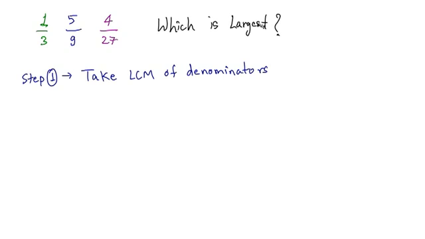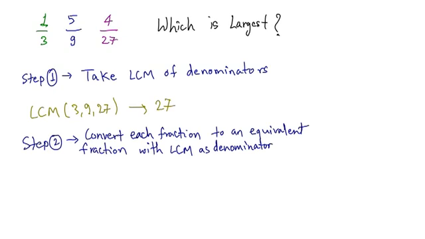So the denominators are 3, 9 and 27. The LCM of 3, 9 and 27 turns out to be 27, because 27 is divisible by both 3 and 9. So 27 is the LCM of these three denominators. Now the second step is to convert each fraction to an equivalent fraction with the LCM as the denominator. So we have to convert all of these three fractions to equivalent fractions that have the LCM, which is 27, as the denominator.